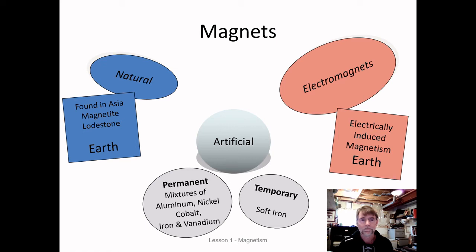Lesson one is magnets, magnetism. Okay, so here we go. We've got natural magnets, we've got artificial magnets, and we've also got these things called electromagnets, which are a really big deal and kind of the whole point of why we have to go through this conversation. But let's work our way towards that.